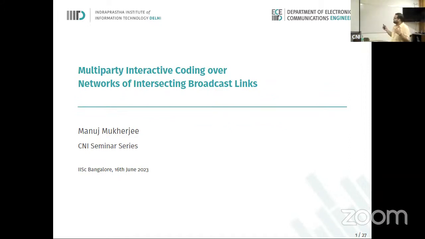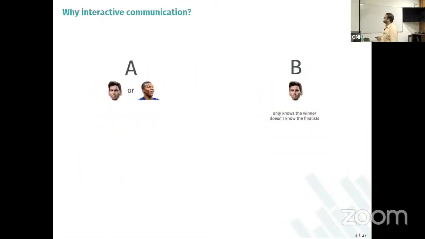But for those of us who are more into theory, interactive communication is also very interesting because for certain communication tasks, interactive communication actually reduces the amount of communication you perform to complete that task. So let's begin with such a toy example. Here we have two parties, A and B. A happens to be a football fan, and so they know that the final was between Argentina and France. They just don't know who won. Somehow they missed that. B doesn't watch football, but somehow read from the news that Argentina won. There's no clue who played the finals. And the task is as follows: B needs to communicate.